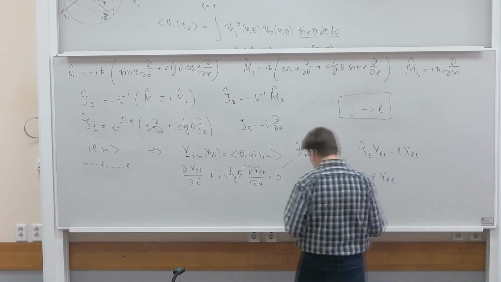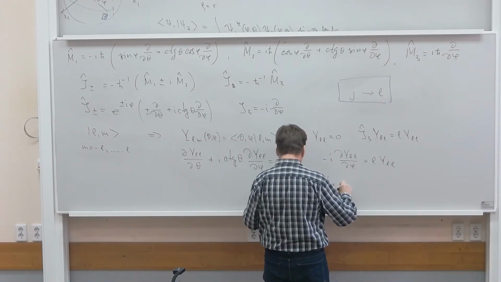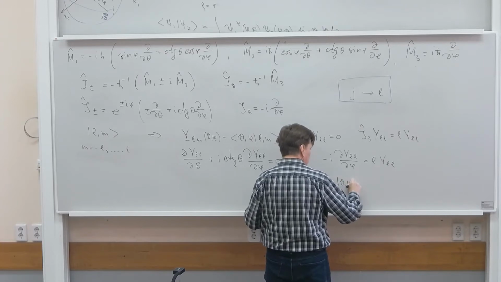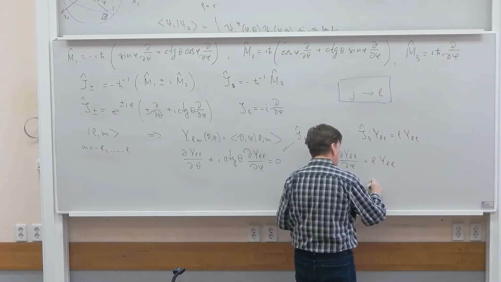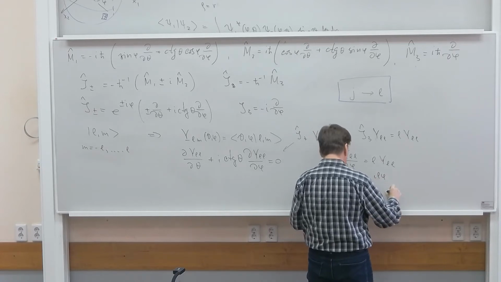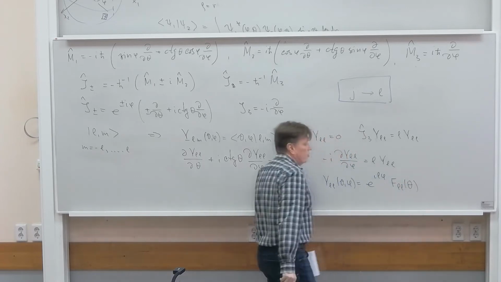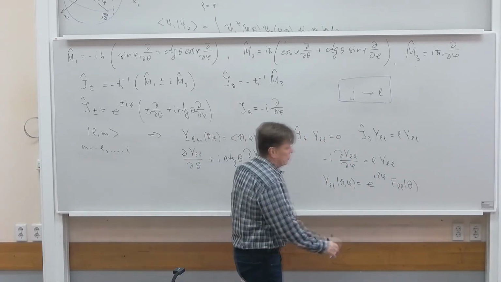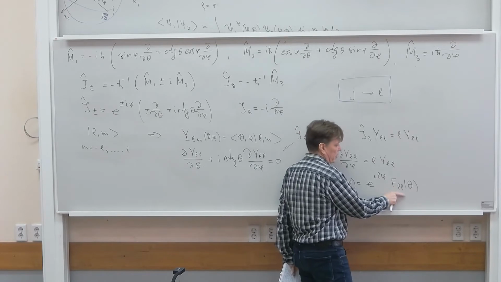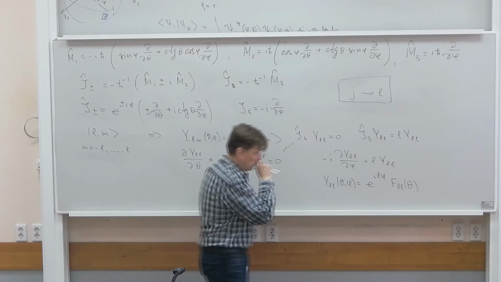So Y_LL of theta and phi is given by exponential of i L phi times some, yet unknown, function f_LL. It is just an integration constant for this equation.